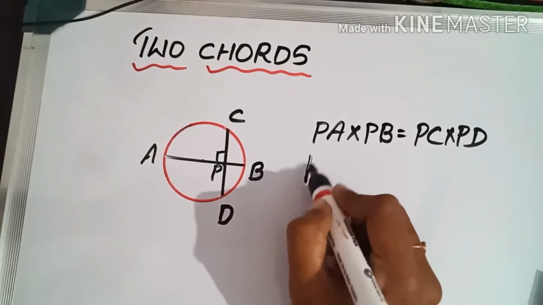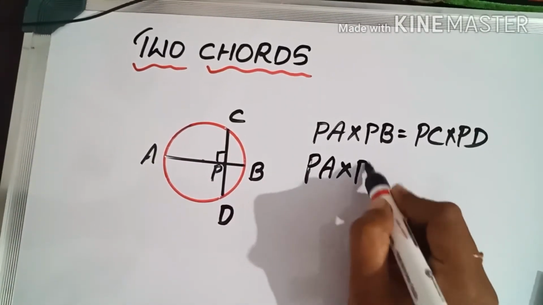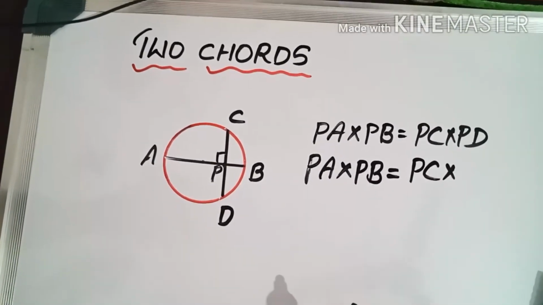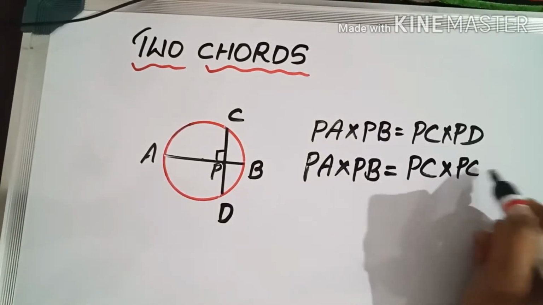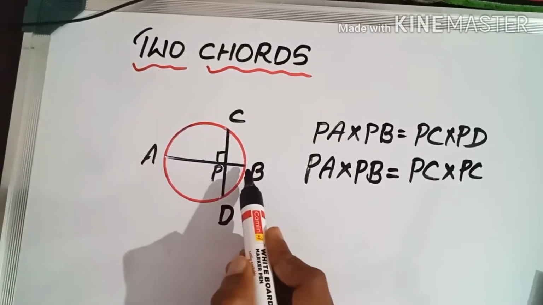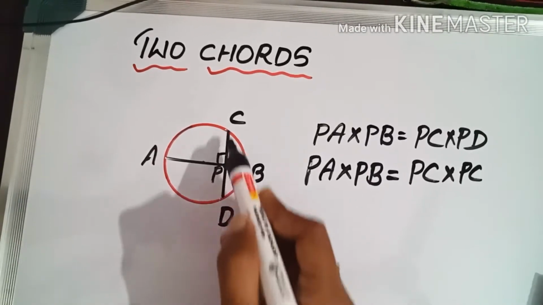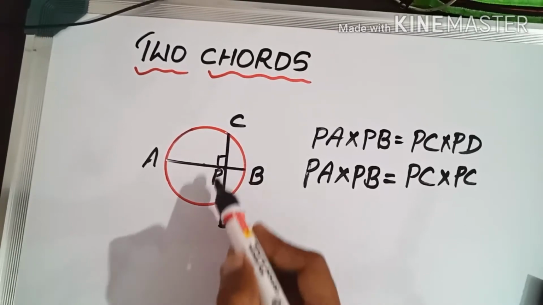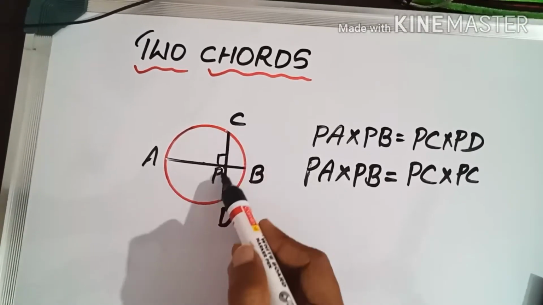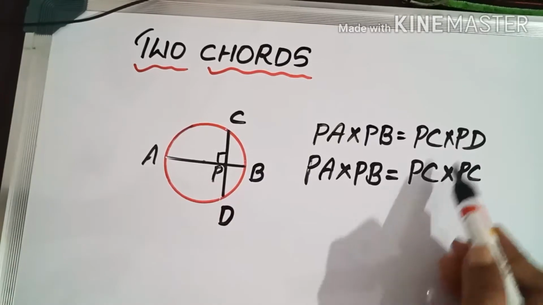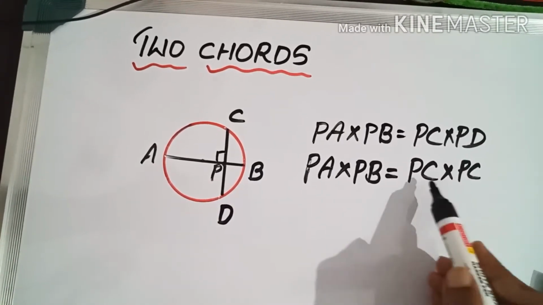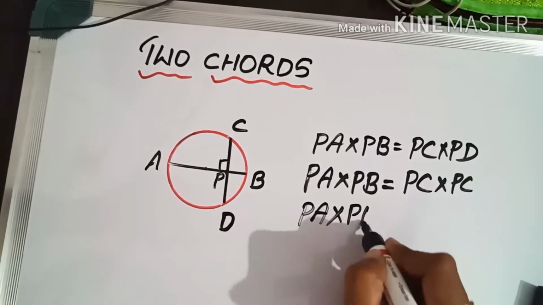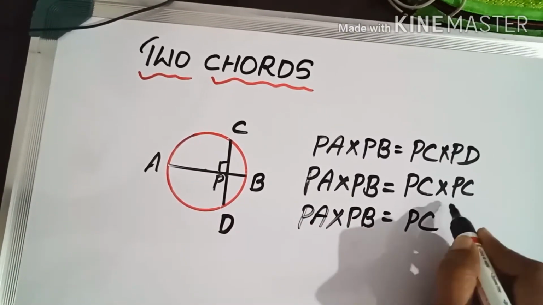So let's rewrite the equation: PA into PB will be equal to PC into, instead of PD, what can we write? Same PC we can write, because this is a perpendicular line. The diameter is a perpendicular line which cuts the chord CD. That means from this point the chord is divided into equal halves, that is PC and PD are equal. So instead of writing PD we can write PC. So PC into PC. What is PC into PC? That is equal to PC square.